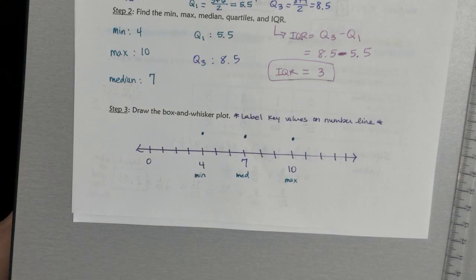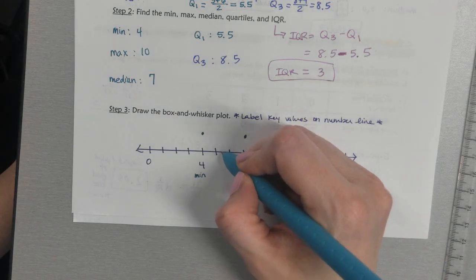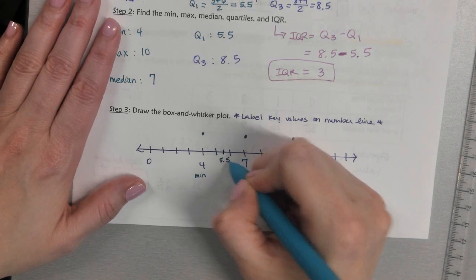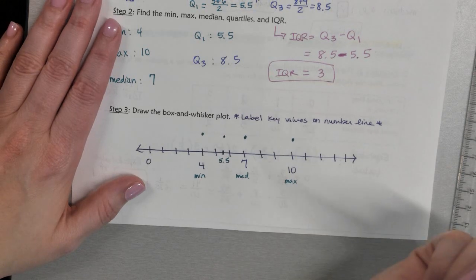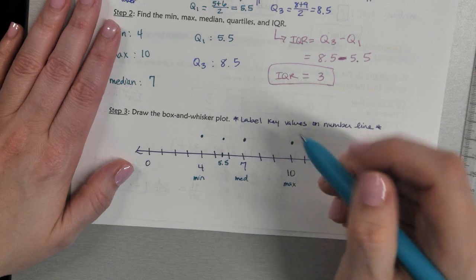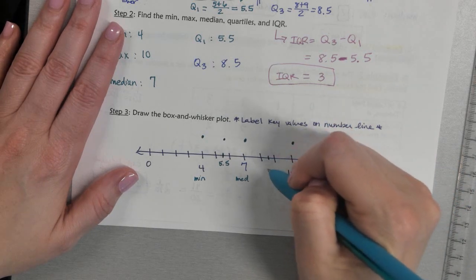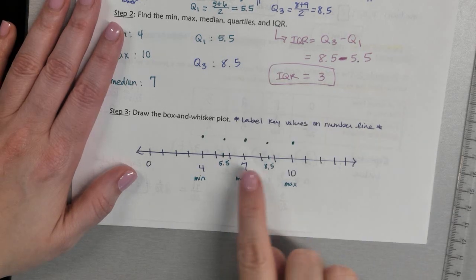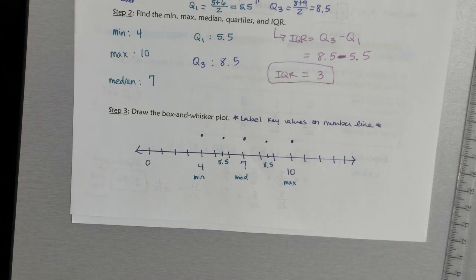Median. Okay, and then you have your Q1 and Q3. So if it's 5.5, just this is 5, so add your 5.5 in there. Okay, and then add your 8.5 in there. And really, I can space those out a little bit better now that I'm looking at that.